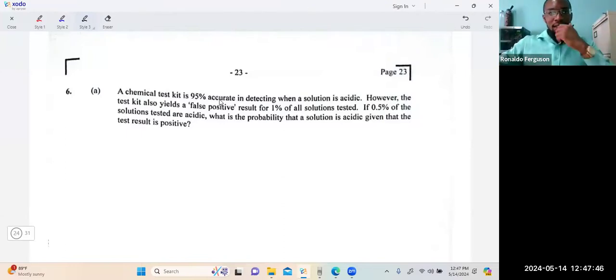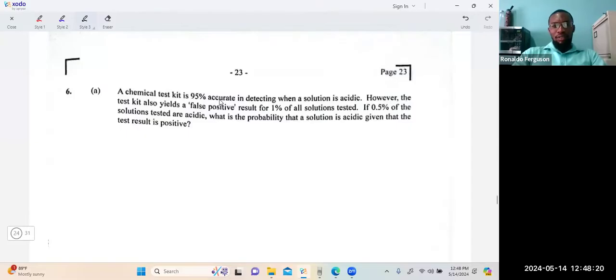A chemical test kit is 95% accurate in detecting when a solution is acidic. However, the test kit is also yielding a false positive result for 1% of all solutions tested. If 0.5% of the solutions tested are acidic, what's the probability that the solution is acidic given that the test result is positive?